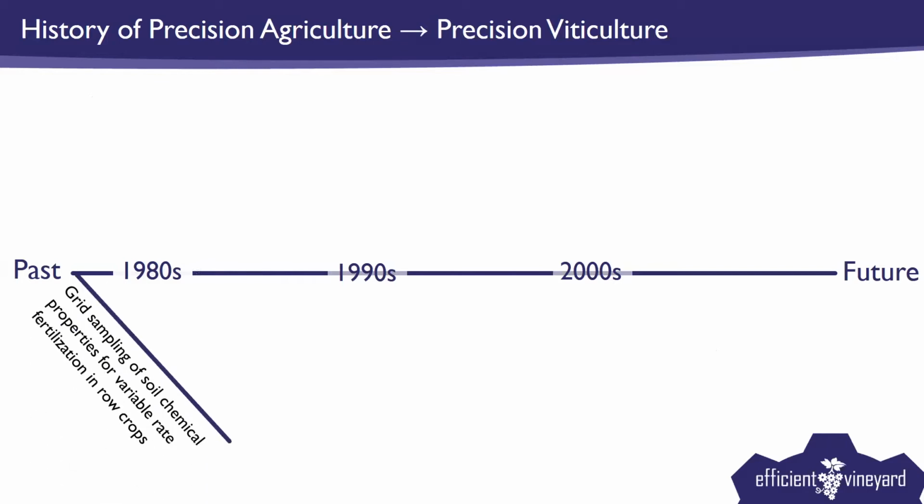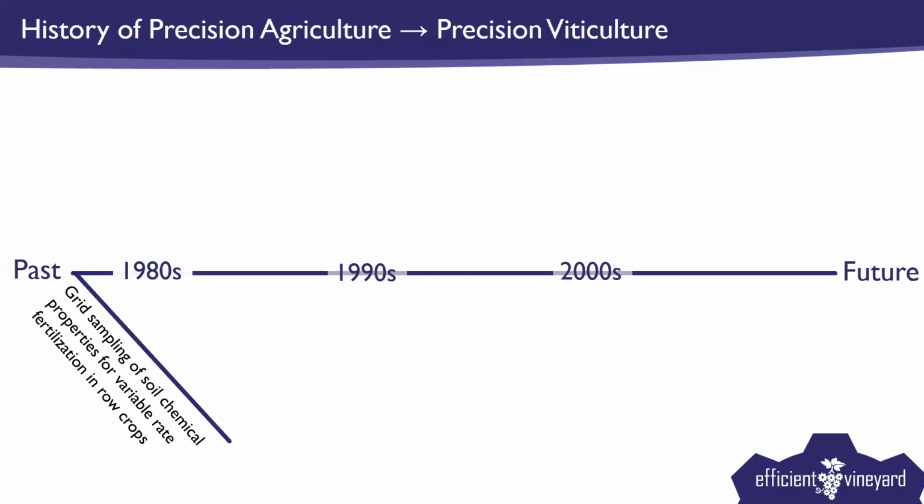So precision agriculture, as a more broad term that precision viticulture falls within, really started with grid sampling in the soil for variable rate fertilization in row crops. And this was early 80s. This is not necessarily a new technology.